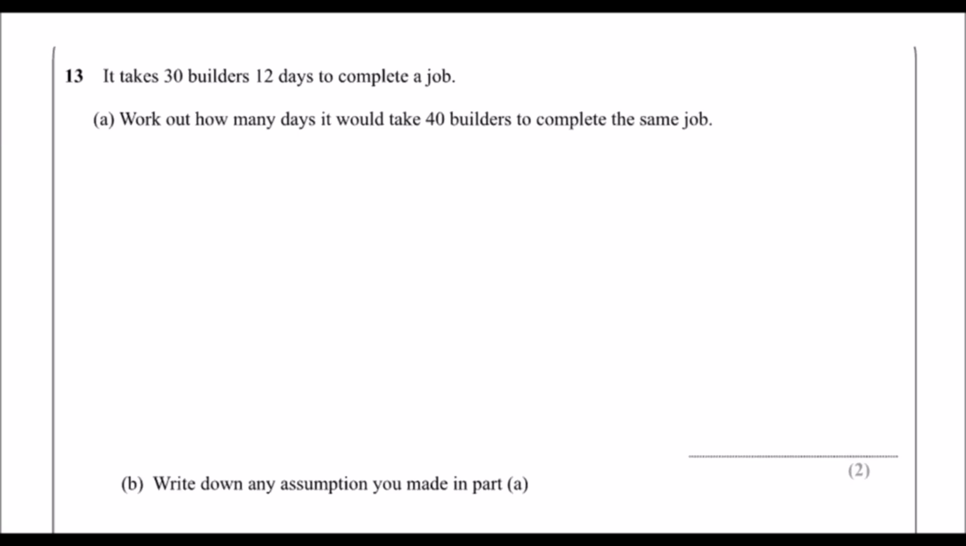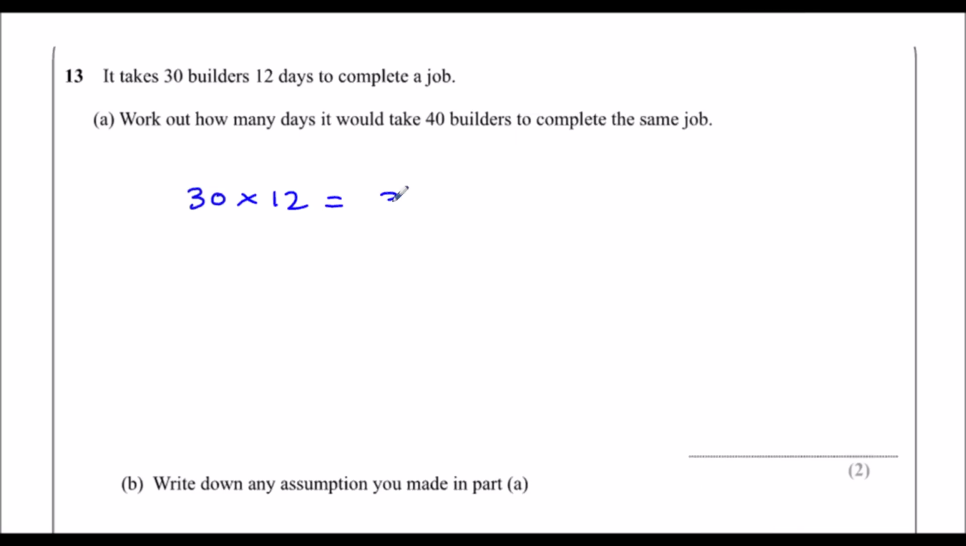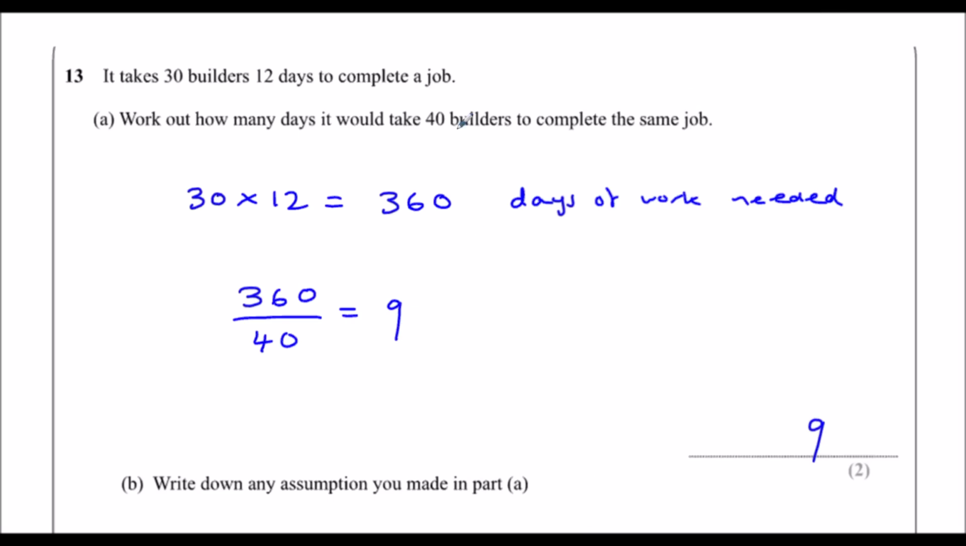Question 13. It takes 30 builders 12 days to complete a job. Work out how many days it would take 40 builders to complete the same job. So 30 builders take 12 days. So if we do 30 times 12, which is 360. That means that's 360 days of work. So we need 360 days of work. How many days does it take 40 builders? So 360 divided by 40, which will be 9. So it should take 9 days. 40 builders can do 360 days of work in 9 days.